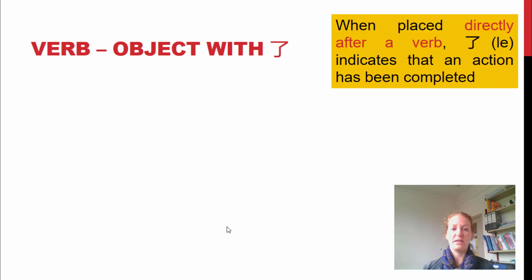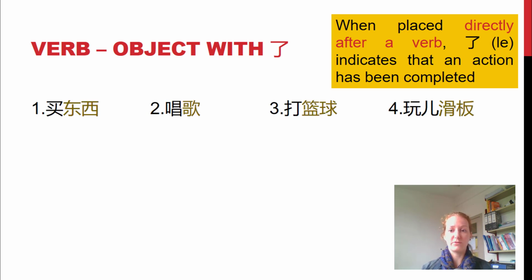Now verb objects using 了. So what is a verb object? So you use them all the time. You've learnt them before, but you might not have known that you're talking about verb objects. So for example, these are some verb objects. 买东西, 唱歌, 打篮球, 玩滑板. So what is it?